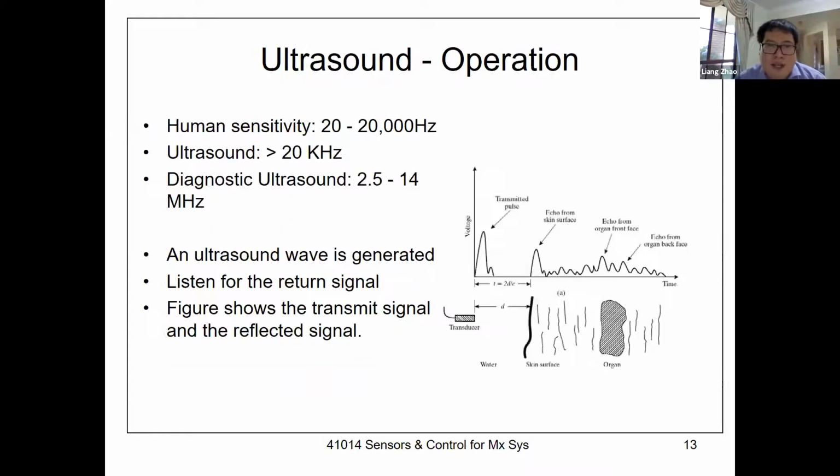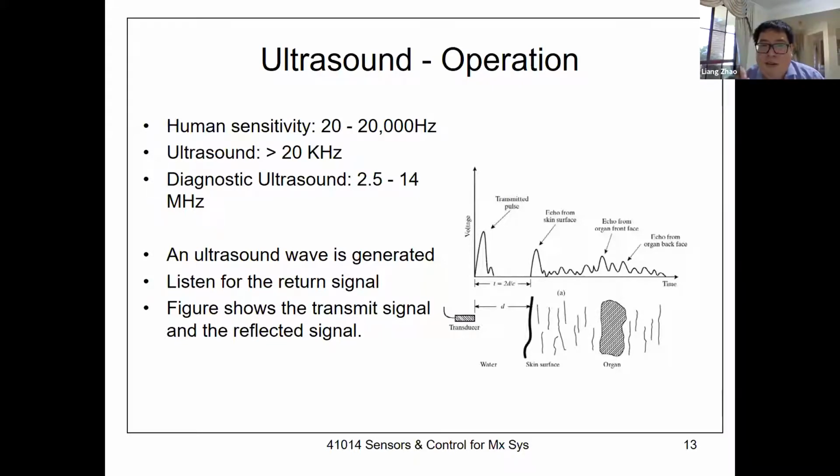All right, so that's the ultrasound. And the principle is similar. For the ultrasound used in the medical area, we always use 2.5 to 14 megahertz as the frequency of the sound. The principle is similar to sonar, but a little bit different. If you remember, sonar generates a sound and listens to the echo from the object, right? But ultrasound is a bit different.